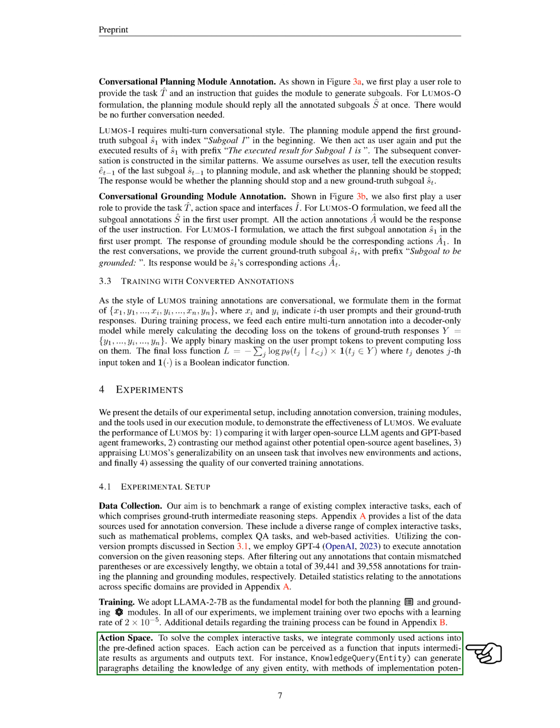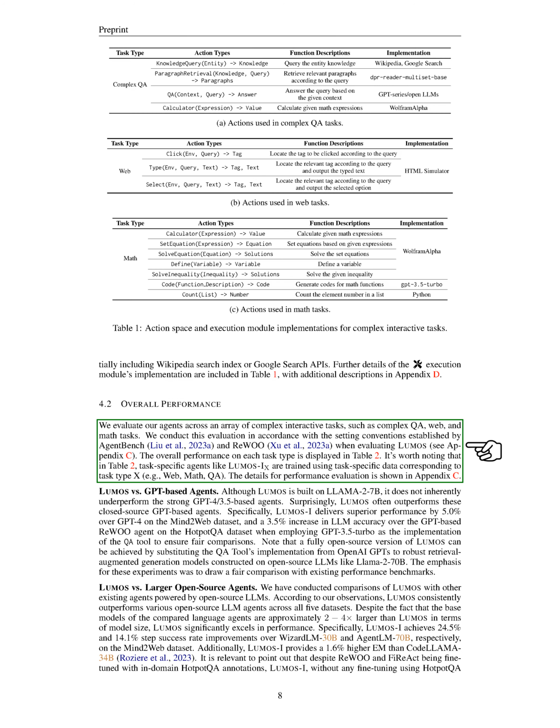To tackle complex interactive tasks, we incorporated commonly used actions into predefined action spaces. Think of each action as a function that takes in intermediate results and outputs text. For example, the action KnowledgeQuery(entity) can produce detailed information about any given entity, using methods like Wikipedia Search Index or Google Search APIs. We tested our agents on a variety of complex interactive tasks, such as complex question answering, web, and math tasks. We followed the evaluation standards set by AgentBench and Reworld. The performance on each task type is shown in a table.